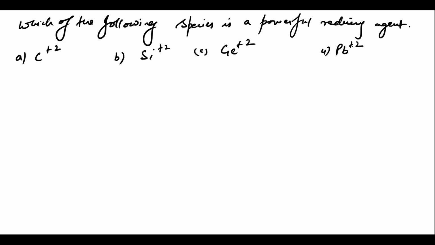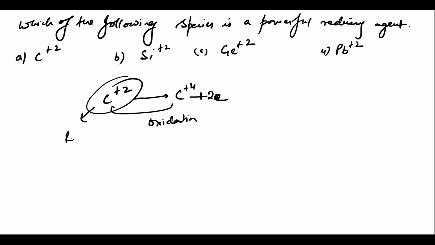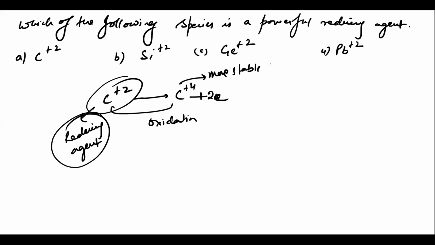Carbon 2 positive. Yes. Reducing agent means that when it is getting oxidized by losing 2 electrons, then oxidation is taking place. And since oxidation is taking place, this is considered to be a reducing agent. And why only carbon? Why not the other? Because in this one, this is the more stable oxidation state. Okay, understood? Yes, sir. Okay.